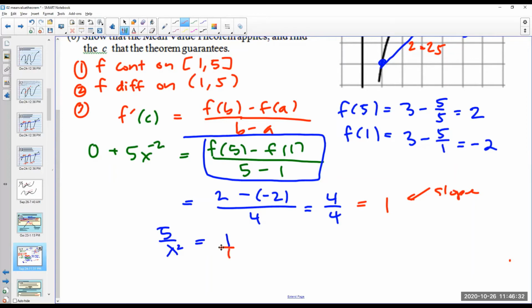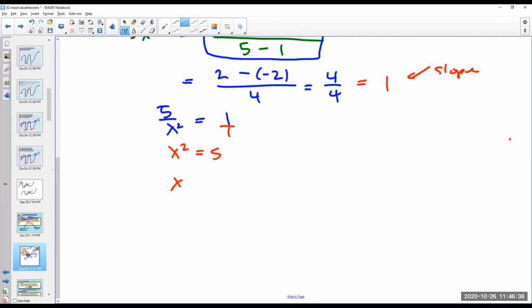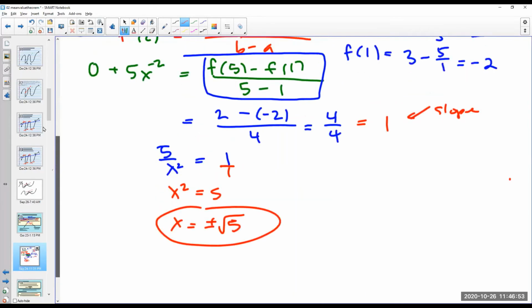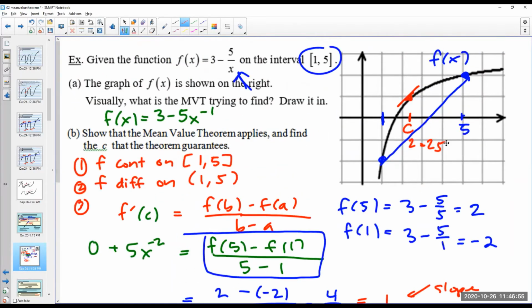Got to make the right side into a fraction. Okay, so this will give me x squared is equal to 5. Solve for x. So x is equal to plus or minus square root of 5. Okay. Guys, you need to have a number that's inside your interval. Okay, MVT only guarantees the x value in that interval. All right, so the answer is negative square root of 5 and square root of 5. Guys, which one is this one? Square root of 5. So that is my answer.